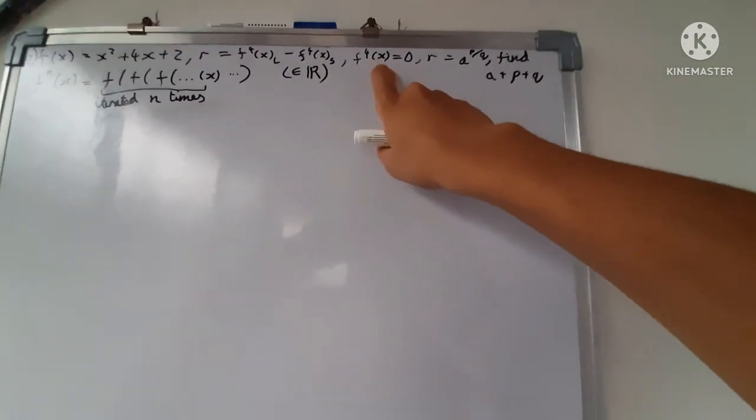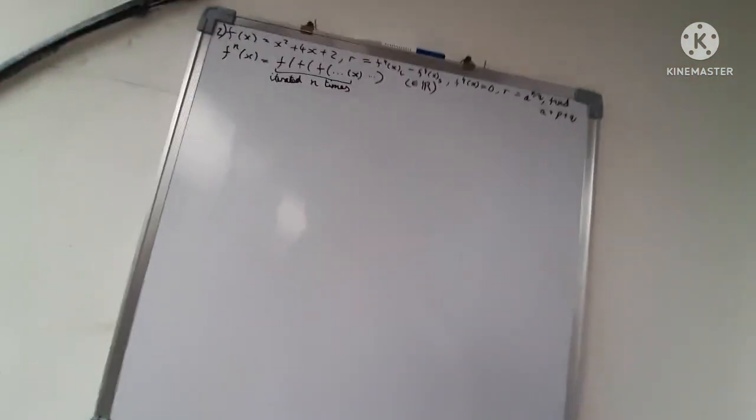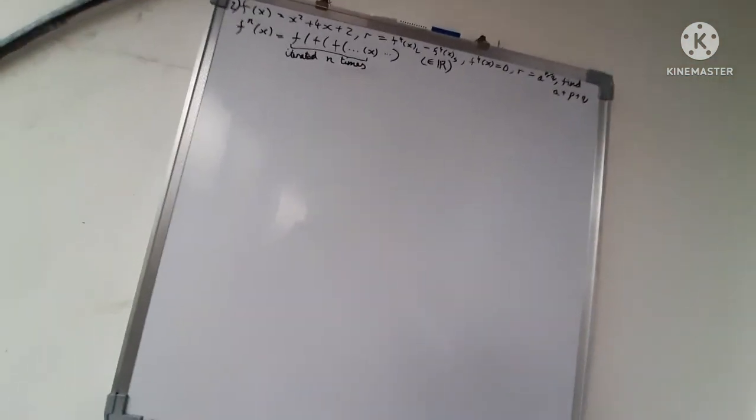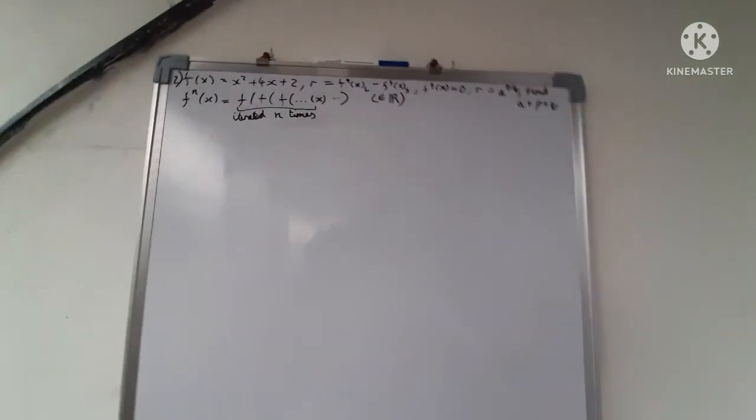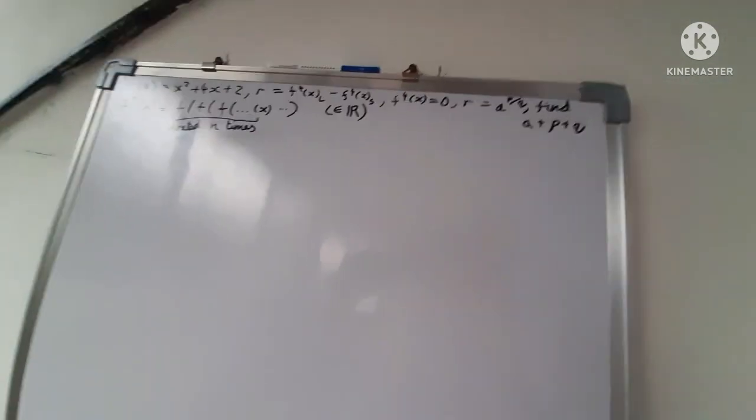Then, well, that's just something I said, right? For some reason, why the hell did I say that? That's weird. Anyways, f4 of x is 0. We'll find out later.